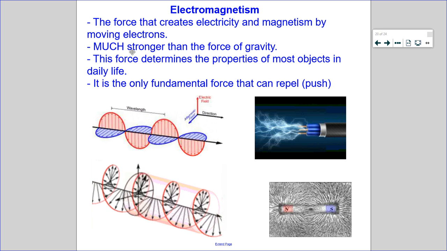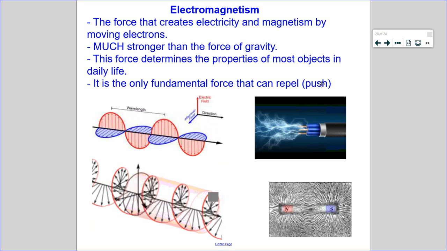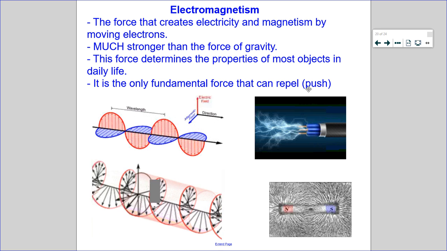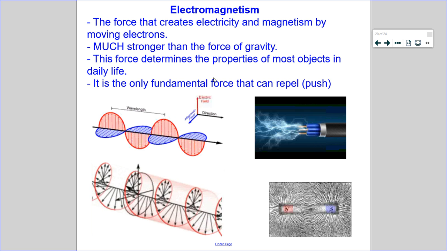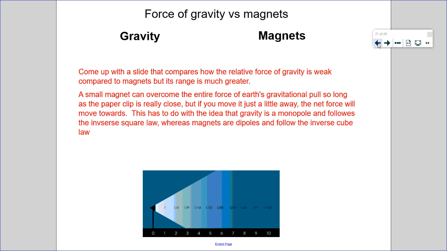And interestingly, it's the only fundamental force that can repel. So gravity is attractive, the strong force and the weak force are attractive forces, but electromagnetism can actually push things away. I think that's it.